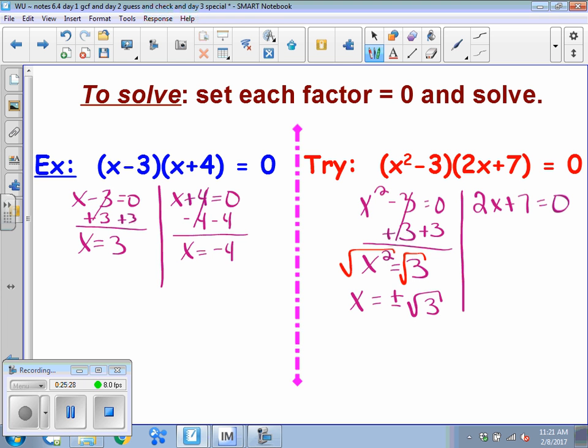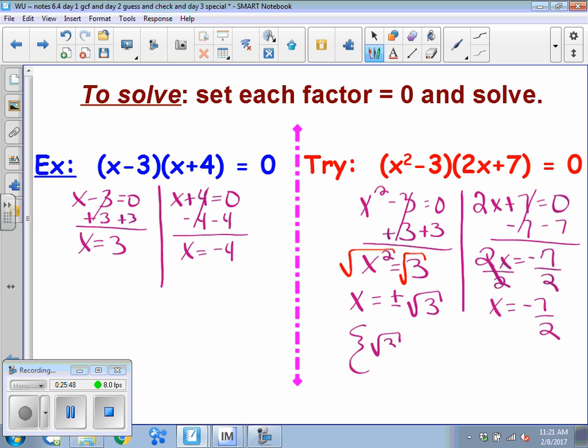Okay? Next here, I have to subtract 7 from both sides. So 2x equals negative 7. Then divide by 2, so x equals negative 7 halves. So your answer may look like a set of solutions. You could have square root of 3, negative square root of 3, and negative 7 halves. Those are all 3 of my solutions.